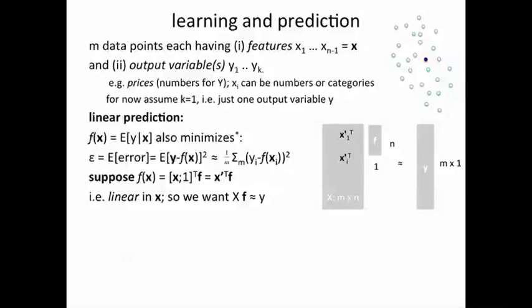Please look through this matrix formulation and convince yourself that what we're really trying to do is minimize the difference between xi transposed f and yi, and if you write it down as a matrix, we're really trying to find x times f is almost equal to y. So we're trying to find an f such that x times f is almost equal to y.